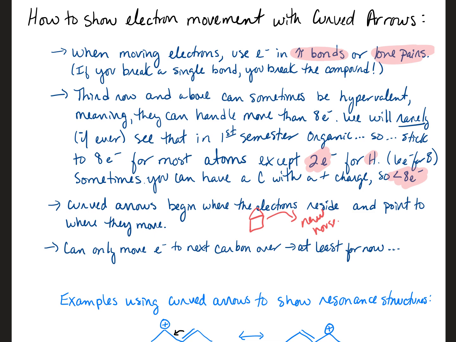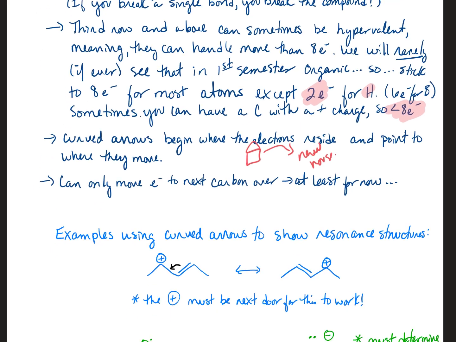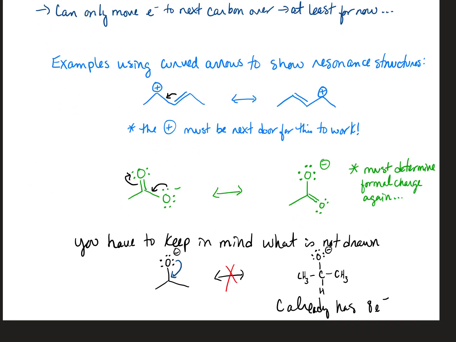There's more complex stuff that we can get to later, but let's stick with, for now, that we need to move electrons kind of next door, okay? We don't move too far because that's just too much. So here's what I mean by that. You can take this example here.